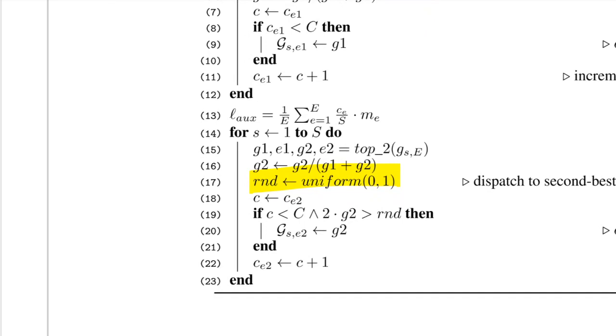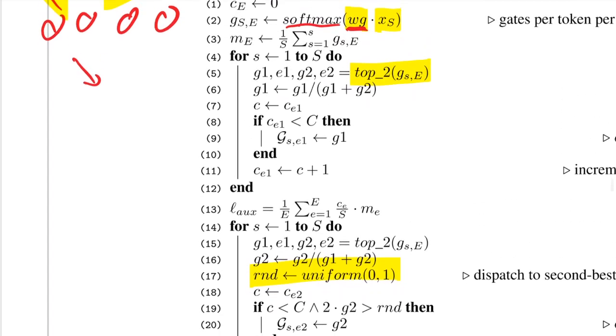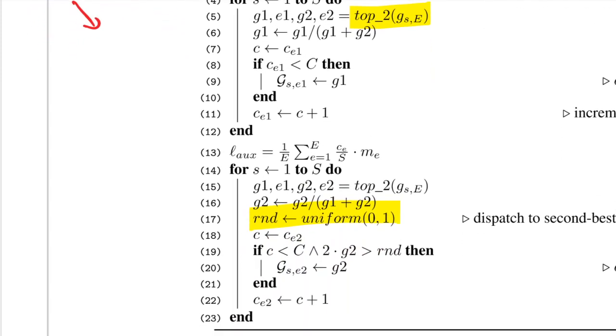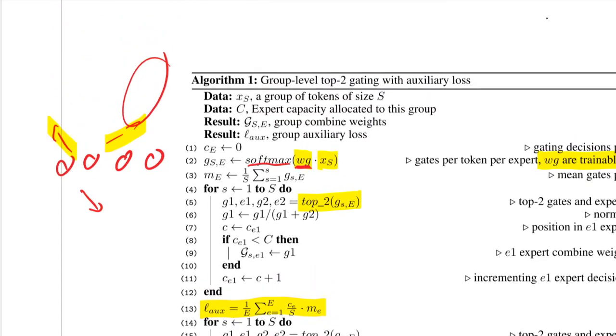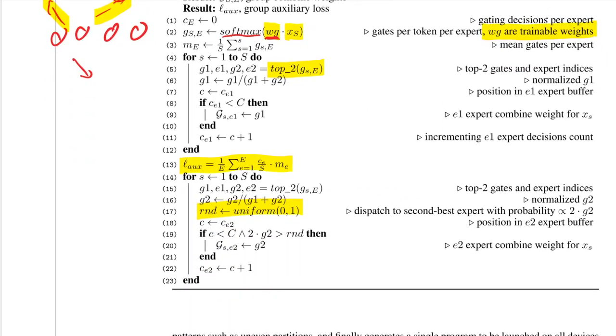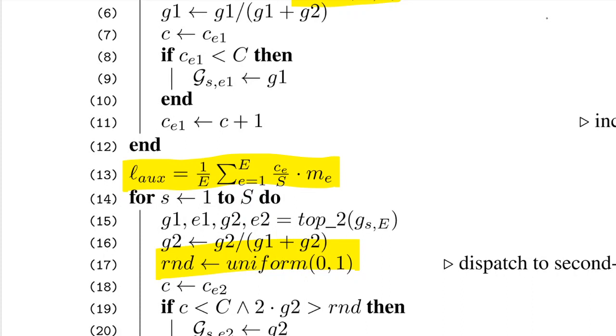And with some noise, you send it also to the second one. And I think that noise is part of what makes the system work a bit. And then you also have this auxiliary loss right here that you add on top, which just makes sure that you distribute evenly. So this encourages the system to distribute the tokens evenly, because what it penalizes is, this here is the mean assignment to each expert. So it penalizes whenever the mean assignment is out of line, basically.